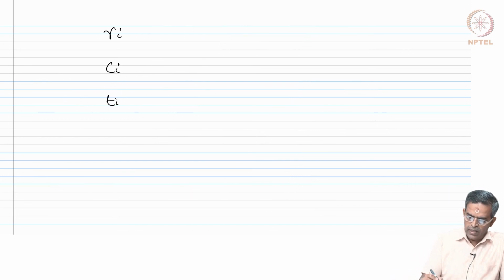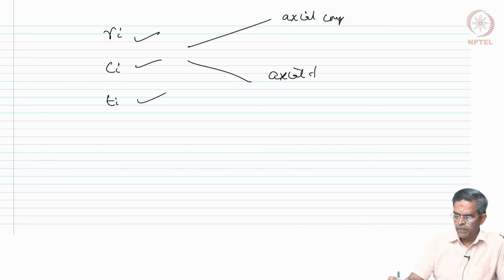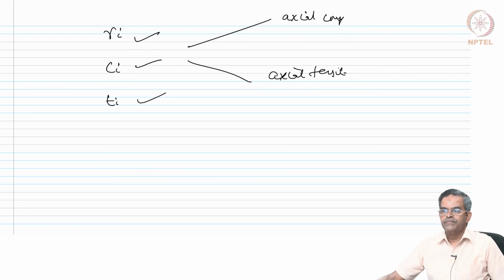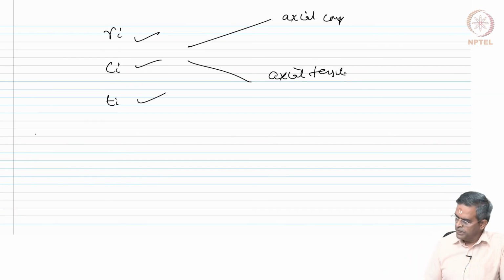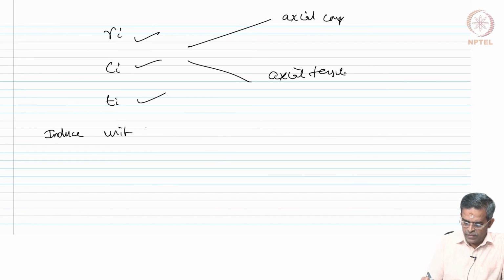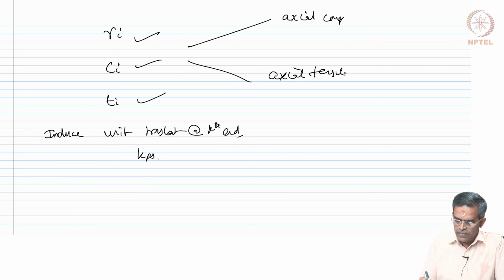So, I now have the Ri, Ci, Ti equations for axial compression and axial tension. Am I right? Similarly, I can induce unit translation at the kth end, and the coefficients Kps, Kqs, Krs, Kss can be obtained.